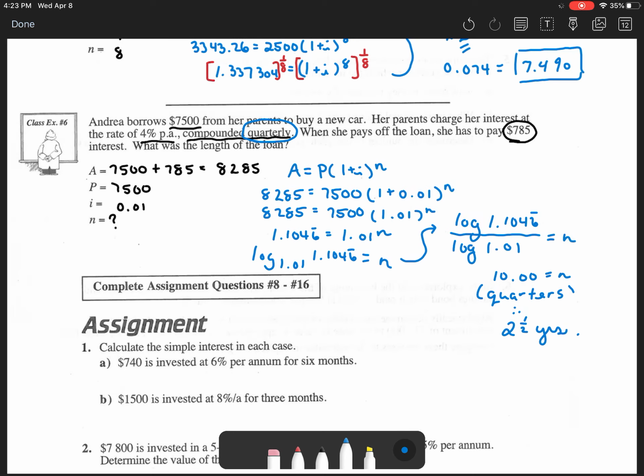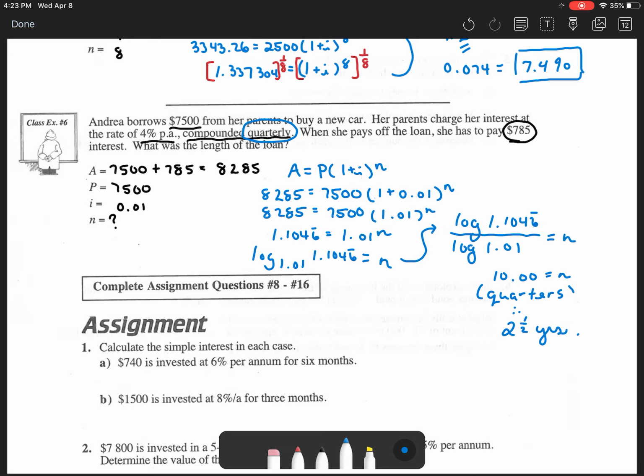So just think about the years broken up into quarters, because that's how often I'm compounding the interest. I have 10 quarters. 4 of the quarters makes 1 year. Another 4 quarters makes another year. So 2 full years, I've used 8 of the quarters, 2 quarters left. Well, 2 quarters is a half. So that's how I get the half year.